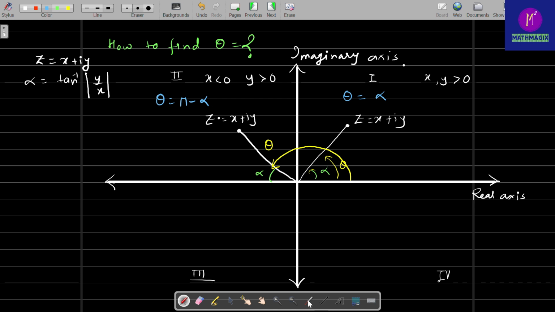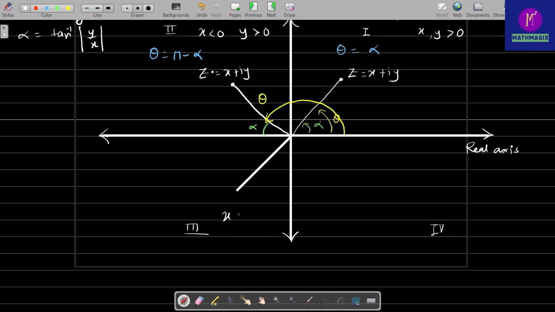Let's see what will happen if the number belongs to the third quadrant. Whenever the number is in the third quadrant, suppose this is z. In the third quadrant, x is less than 0 and y is also less than 0. X and y both are negative in the third quadrant. So this is the value z. Let's see what alpha and theta are. In this case, this is alpha, and this is the angle theta. Therefore, theta is nothing but pi plus alpha, because you can clearly see that theta is bigger than 180. So theta is nothing but pi plus alpha.